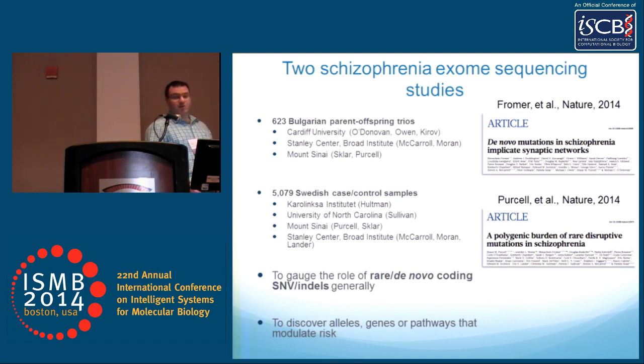And the point of both of these studies was to really assess the role of rare coding variation as it contributes to schizophrenia, particularly single nucleotide variants and insertion deletions. We're also following up on copy number variation in the exome data, but I'm not going to talk about that today. But really what we wanted to ask is, are there particular alleles, genes, or pathways that contribute to risk for schizophrenia, for disease?